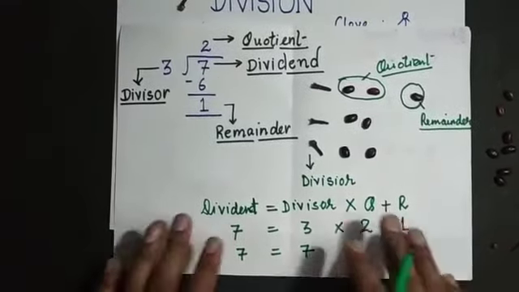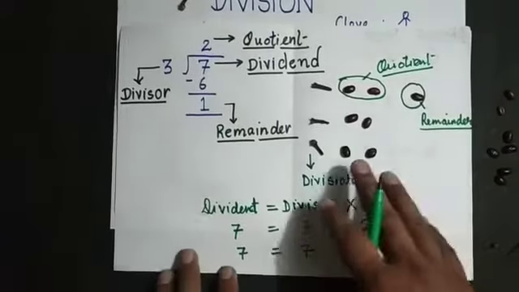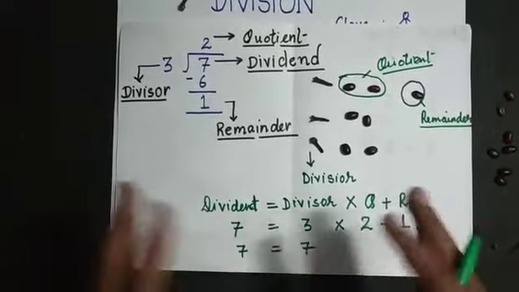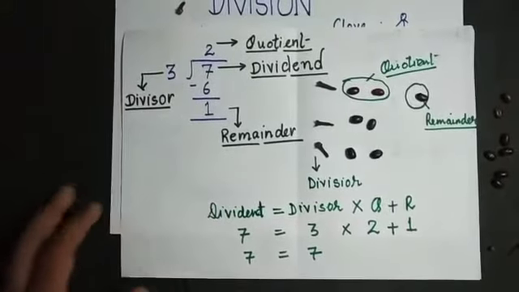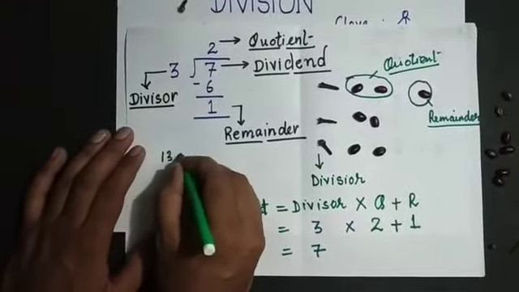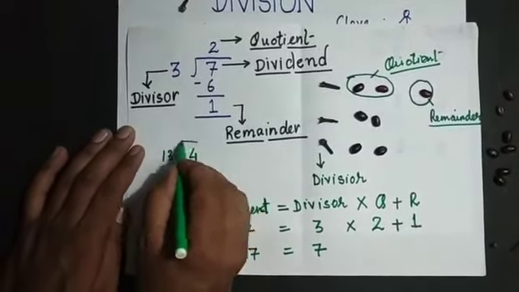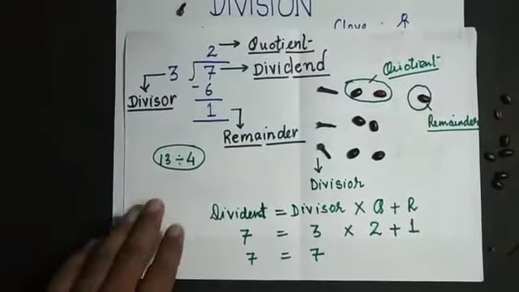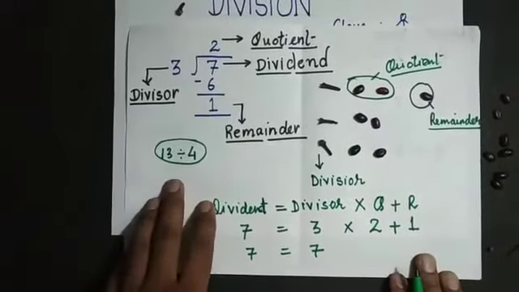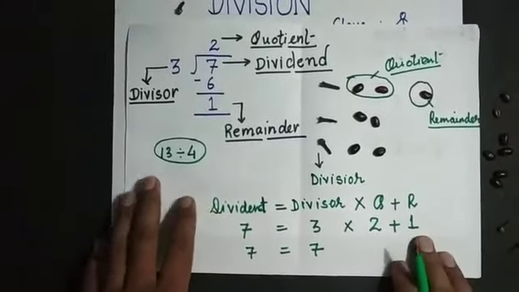By using this activity, you can even use some other item, whatever is available in your home or kitchen, and perform the same activity by choosing some other number. Suppose you take 13 divided by 4. This is the activity you have to perform at home. Either you can choose gram, groundnut, or many other things available in your kitchen.